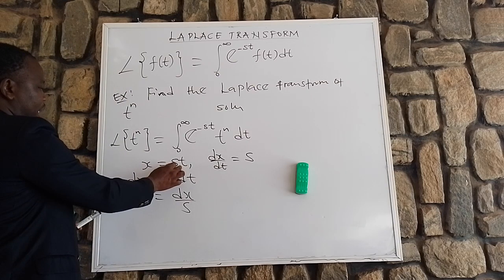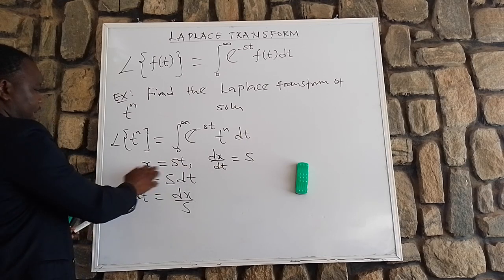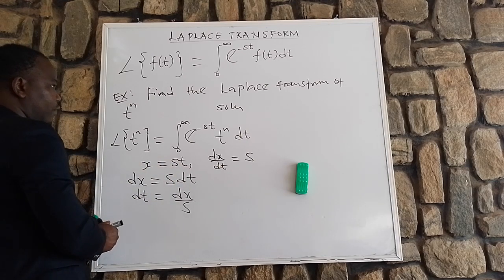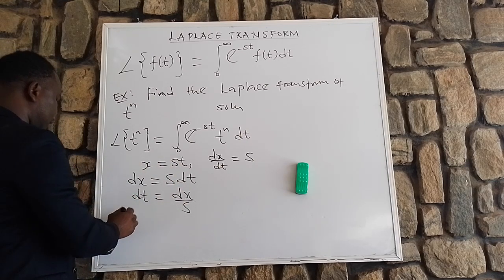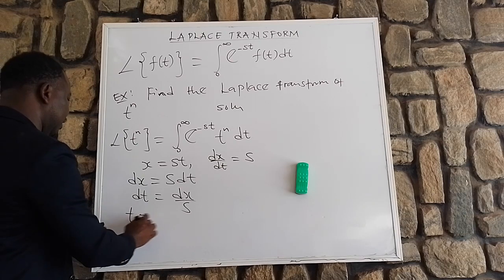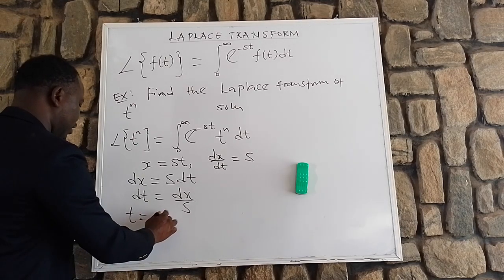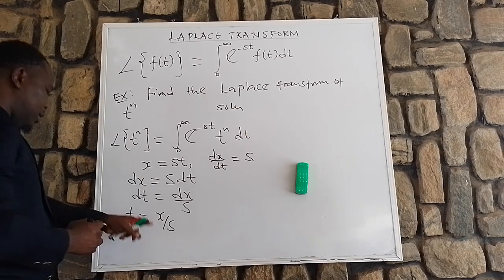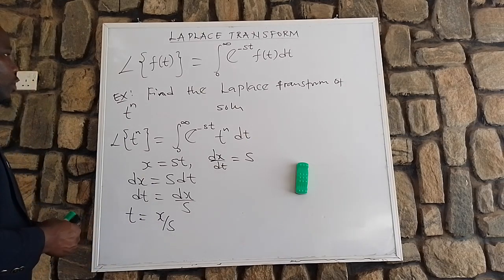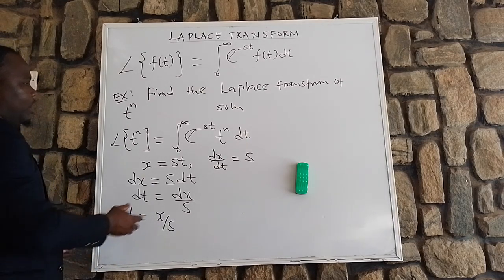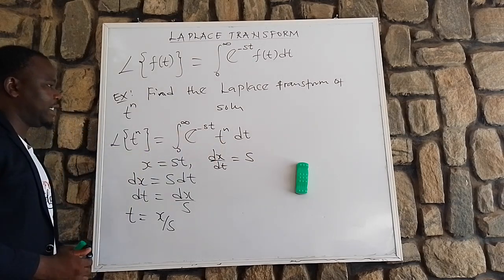Then let us make t the subject of the formula here. x equals st. So if we make t the subject of the formula, it means our t is equal to x all over s. True or false? So now at this point, we go back to the integral.